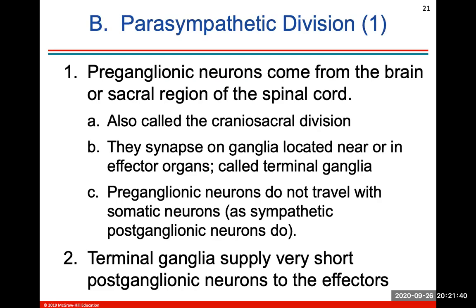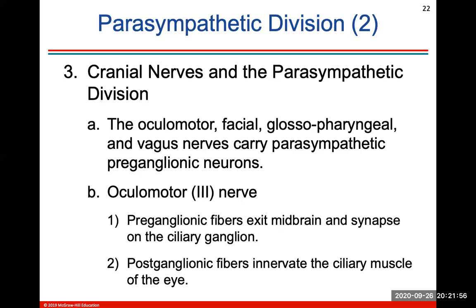Preganglionic neurons come from the brain or sacral region of the spinal cord in the parasympathetic division, so we call it the craniosacral division. And these will synapse on ganglia located near or in the effector organs called terminal ganglia. These are the cranial nerves associated with the parasympathetic division, and I do want you guys to know these nerves. The oculomotor nerve will innervate the ciliary muscle of the eye. So it's just one of the motor nerves that stimulates the eye muscles.